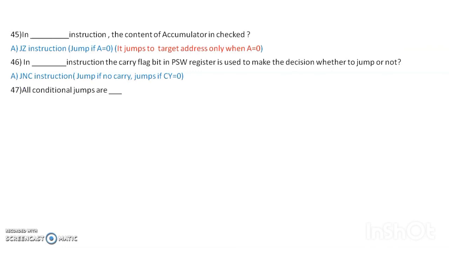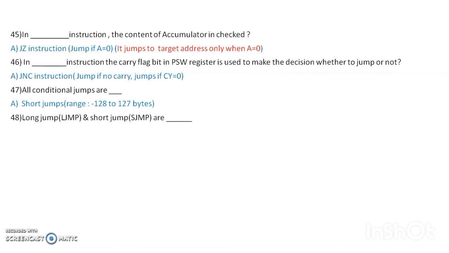Point number 47. All conditional jumps are dash. All conditional jumps are short jumps. In the RAM there will be several locations. If you want to jump from one location to another in short jumps, you can move only in the range of minus 128 to 127. Beyond or less than this, you can't jump. That's why all conditional jumps are short jumps, in the range of minus 128 to 127 bytes only.